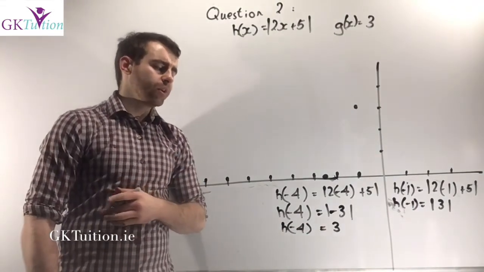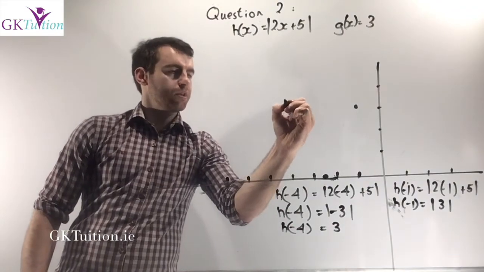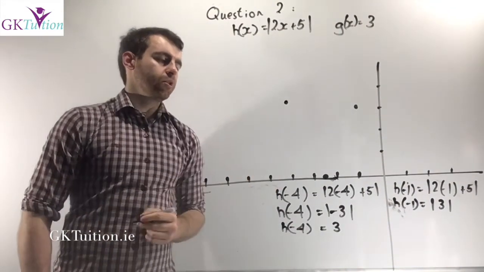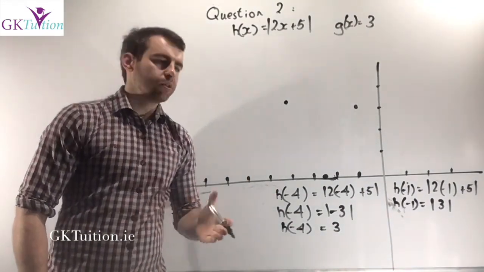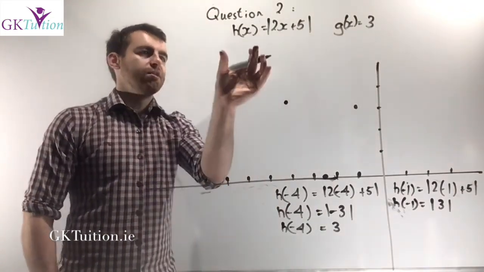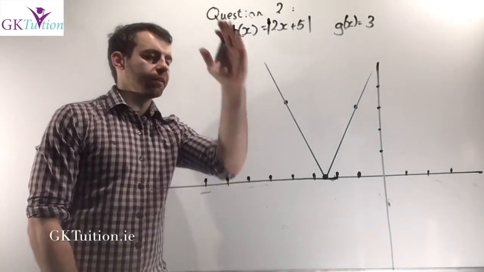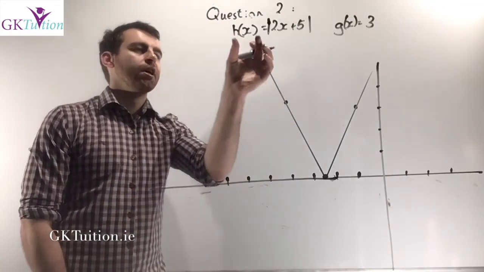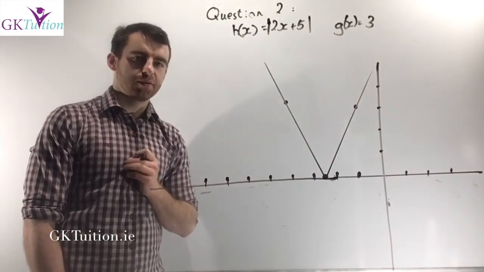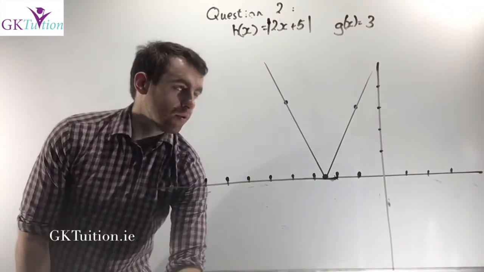That tells me that the point minus 4, 3 lies on the line. So if I plot my point minus 4, 3, it must be there. Now I can simply use a ruler and join up these 2 points, and I'll have drawn the function h of x is equal to 2x plus 5. So when I join up my lines, I get the familiar v-shaped function h of x equals the modulus of 2x plus 5. Now what I need to do is draw the graph g of x is equal to 3.